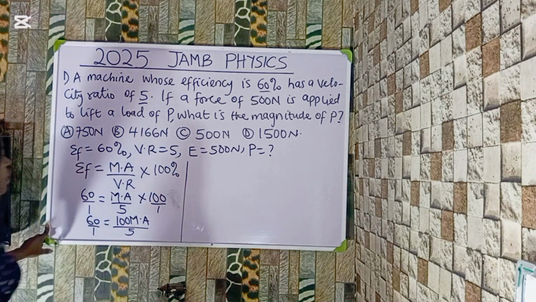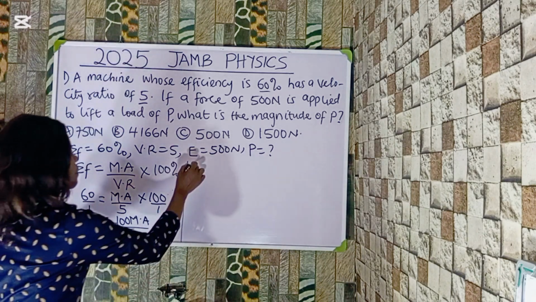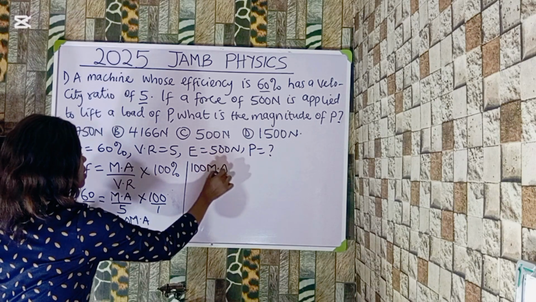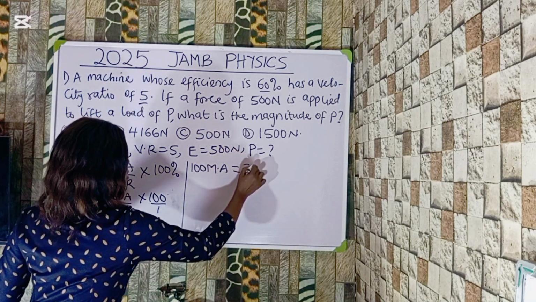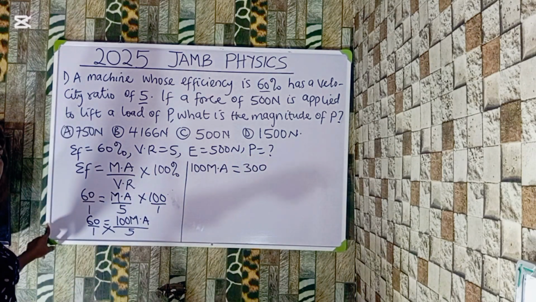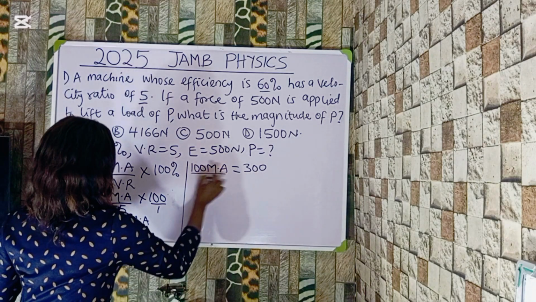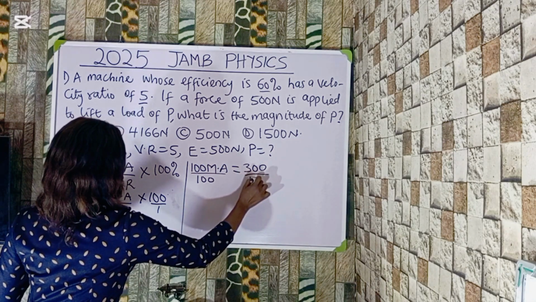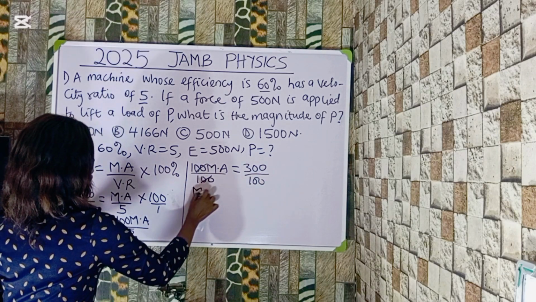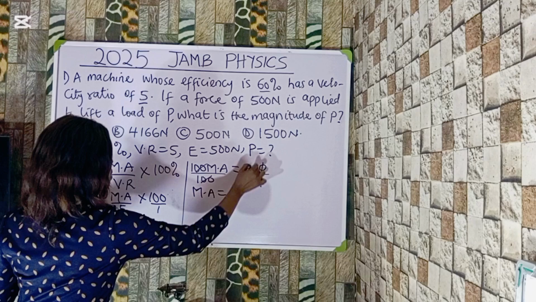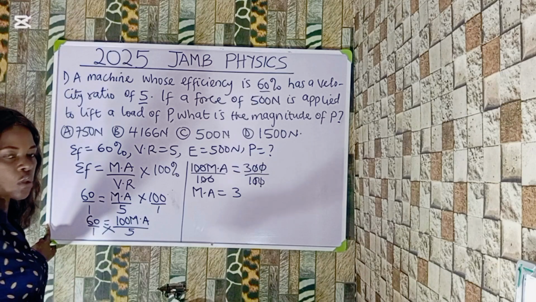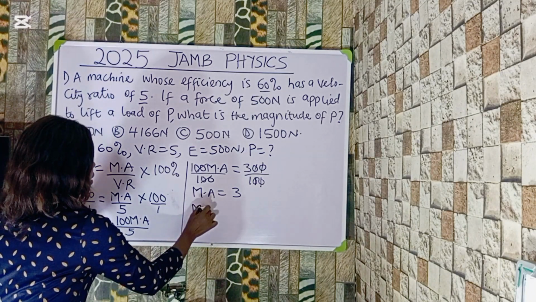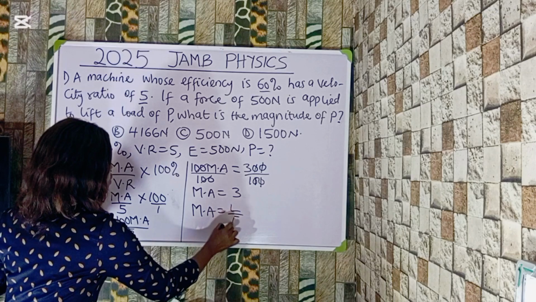Alright, so let's proceed. We are going to cross multiply. 100 MA multiplied by 1 is going to give me 100 MA, and it is equal to 60 multiplied by 5, which is going to give me 300. So let's divide both sides by the coefficient of MA, which is 100. This cancels this. Now my MA is equal to 3. Now we should not forget that mechanical advantage is equal to load over effort.